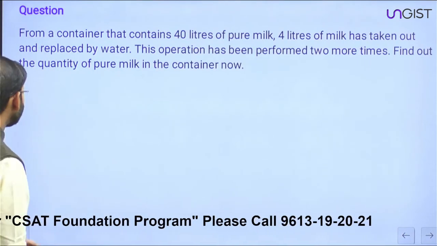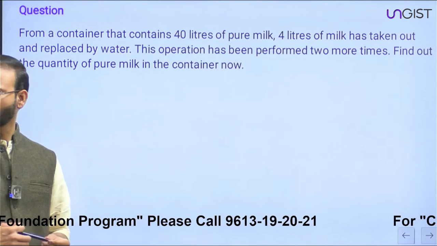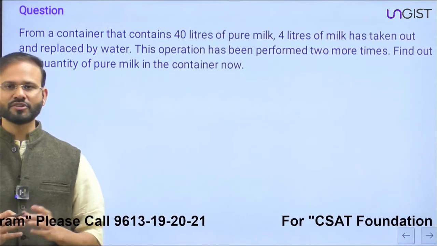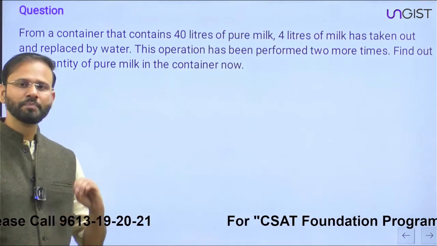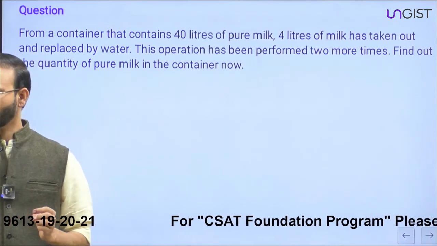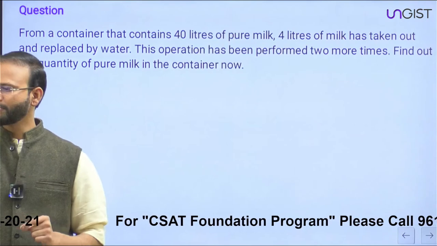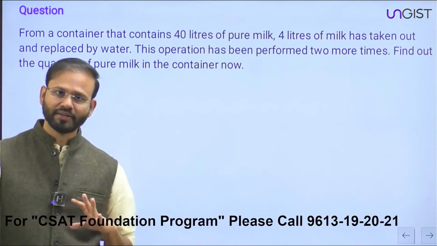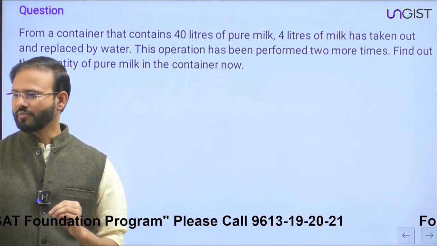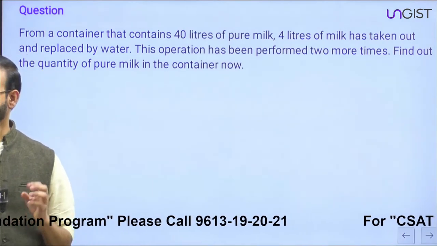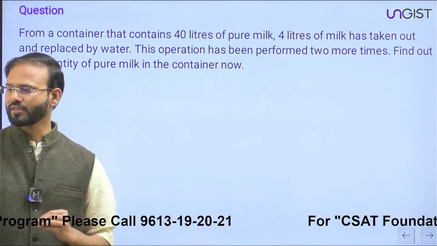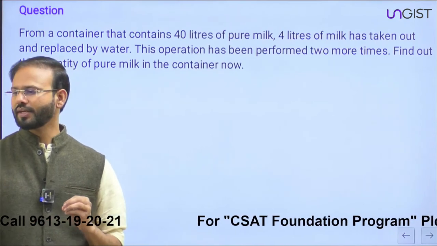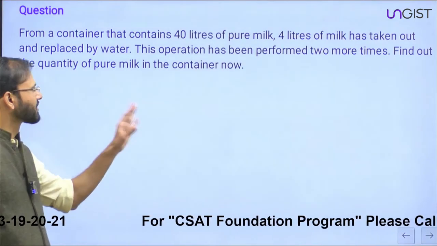Read the question. The question says, from a container that contains 40 liters of pure milk, 4 liters of milk has been taken out and replaced by water, right? After that, this operation has been performed 2 more times. Find out the quantity of pure milk in the container now, right? So the question says, from a container that contains 40 liters of pure milk, 4 liters milk has been taken out and replaced by water. The same operation has been performed 2 more times. Find out the quantity of pure milk in the container now.